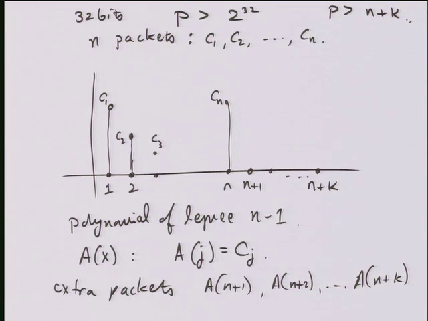Exactly. So you're going from the n received packets to reconstructing this polynomial. We know we can uniquely reconstruct it. Then we evaluate it at the missing points, and we've reconstructed the missing packets.